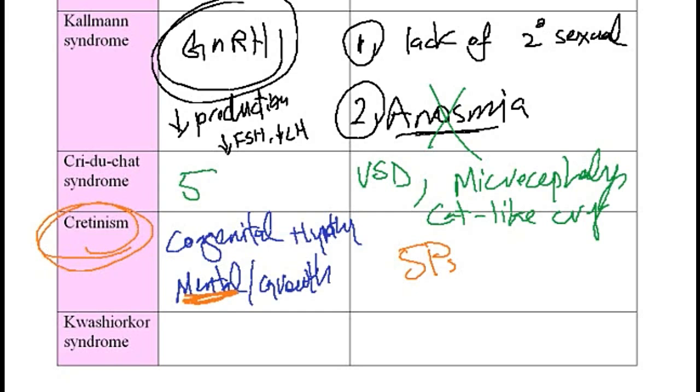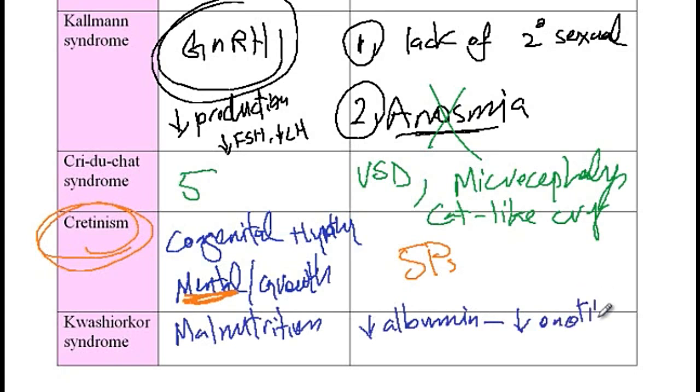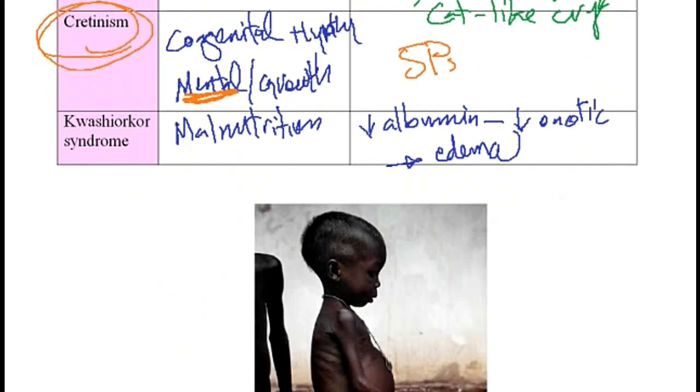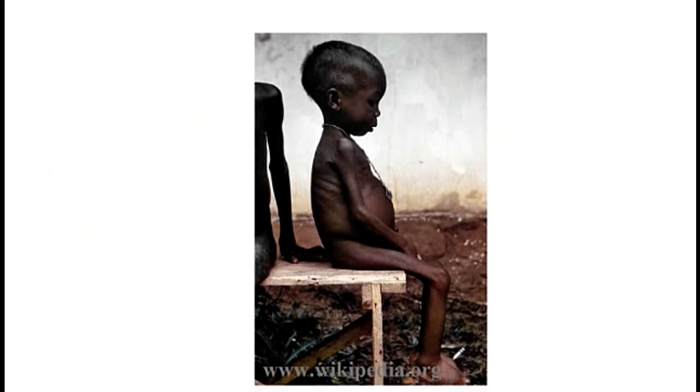And then the final condition is Kwashiorkor syndrome, which is due to the malnutrition, as a consequence of which these patients will have low albumin in the serum, and thus due to the decreased oncotic pressure, there would be leakage of fluids, and thus these patients will develop edema. And so here is an image of a patient with Kwashiorkor syndrome, where there is usually swelling of the ankle and feet, as well as the enlargement of the abdomen in these patients. And that concludes our discussion.